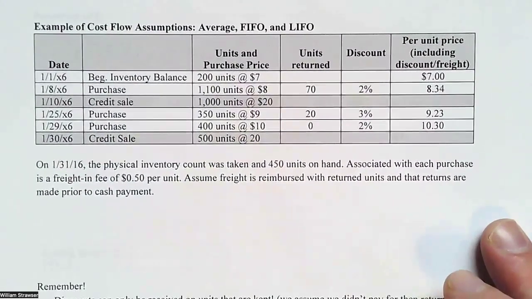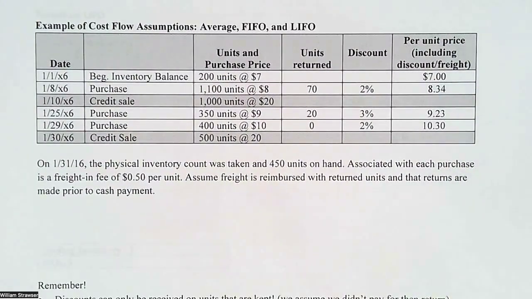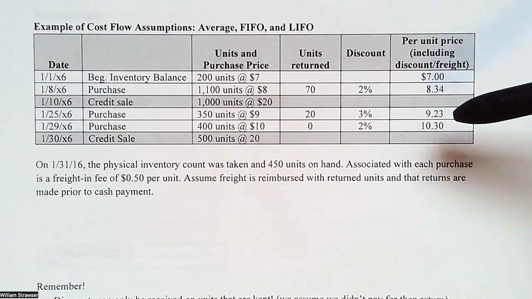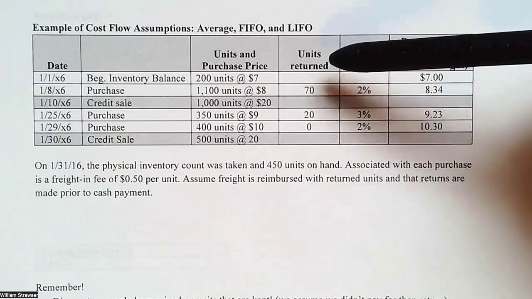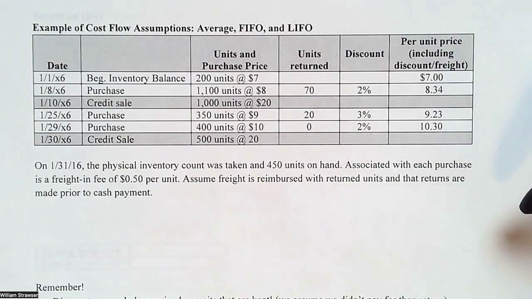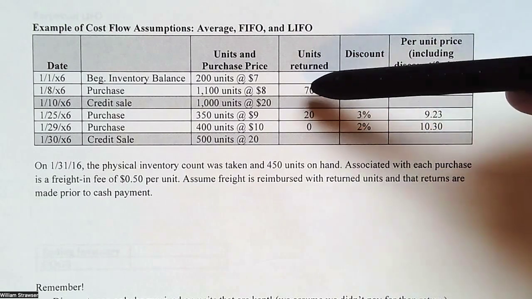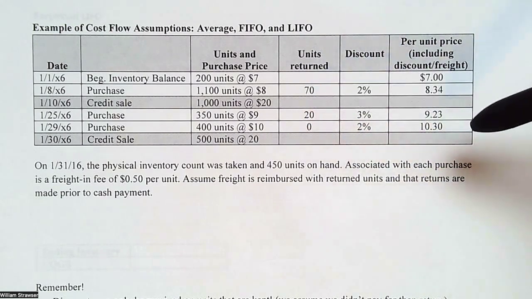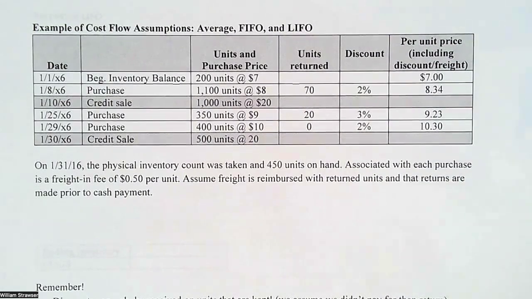So this table is a purchase and sale log. You'll get used to seeing the data presented this way. I have the beginning inventory. I have purchases over time. The purchases have some returns in them. They have some discount accounting going on. The sales are just indicating when we have a sale so that we know when to calculate and report cost of goods sold.